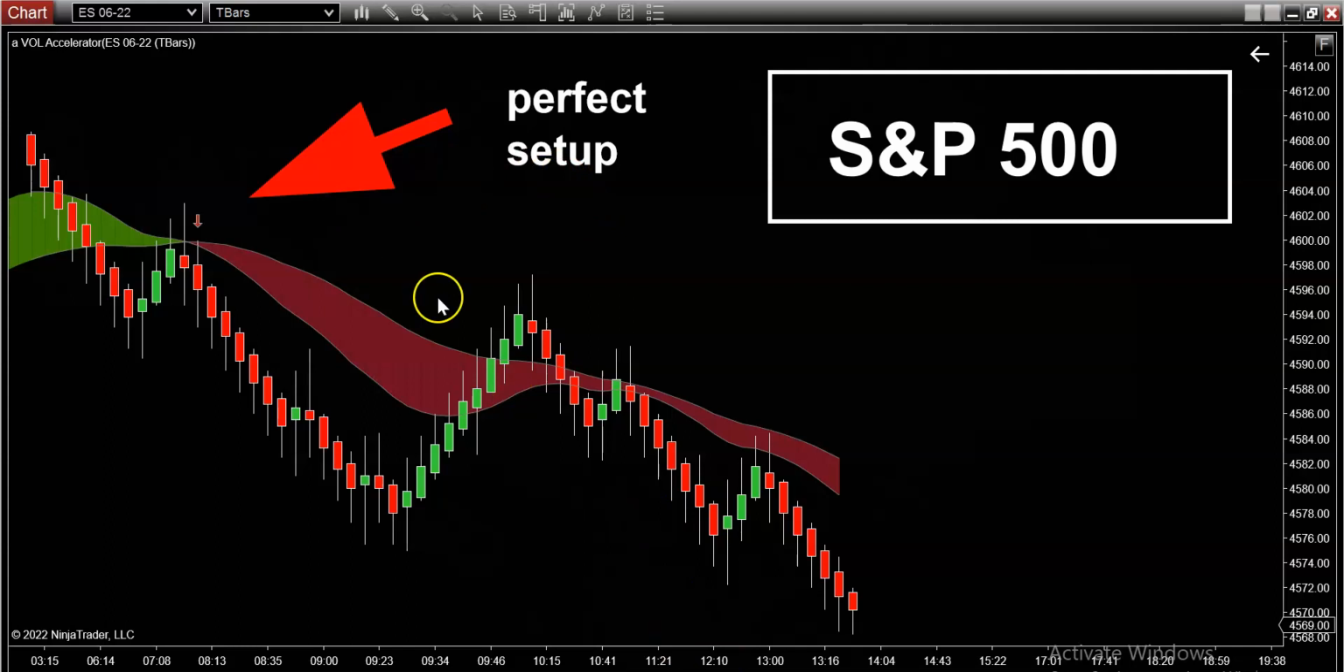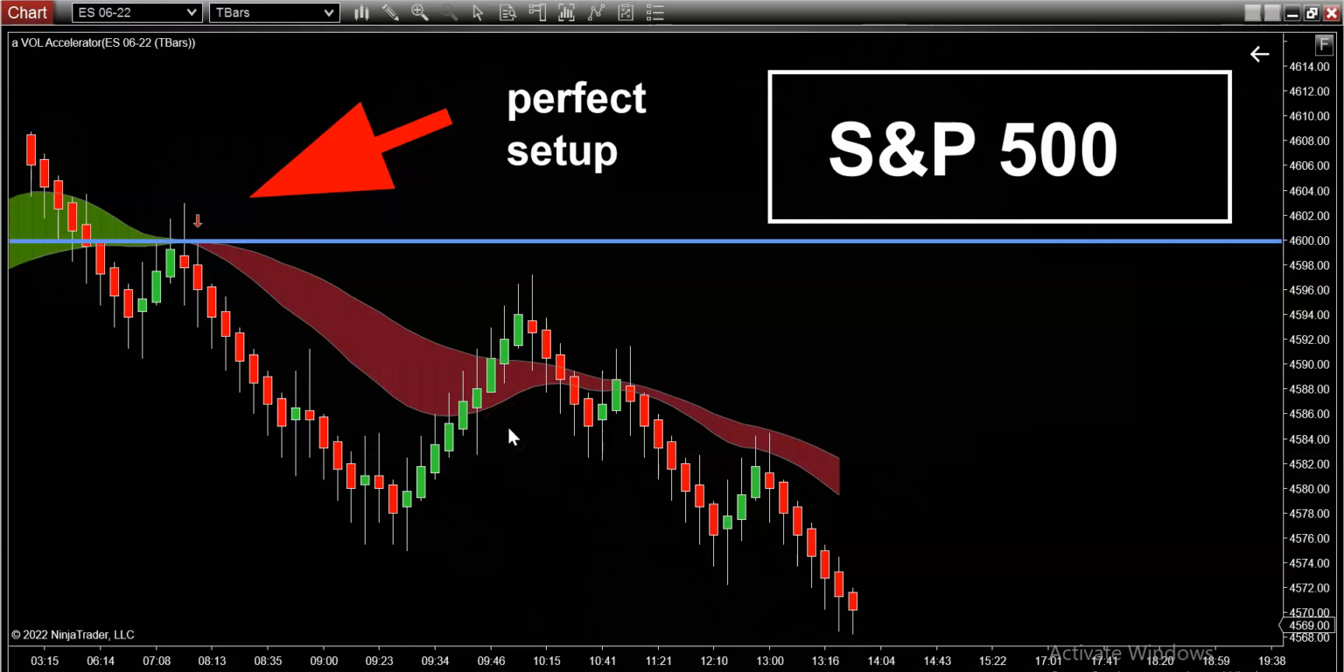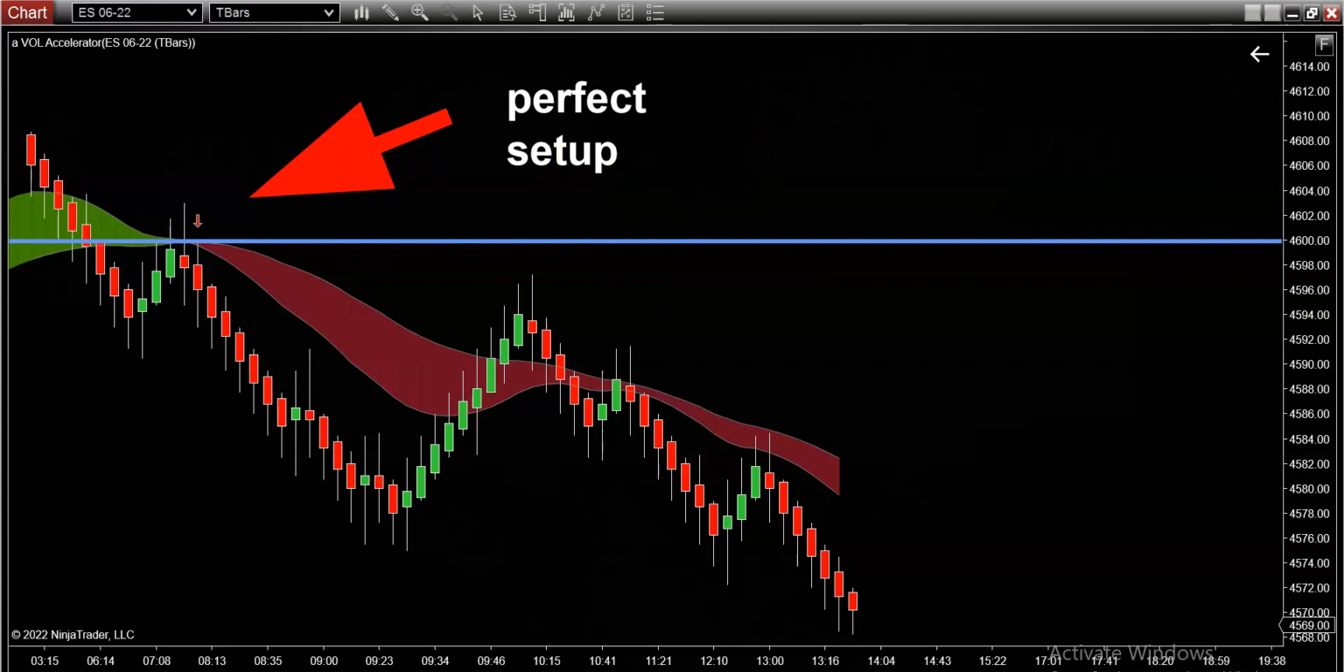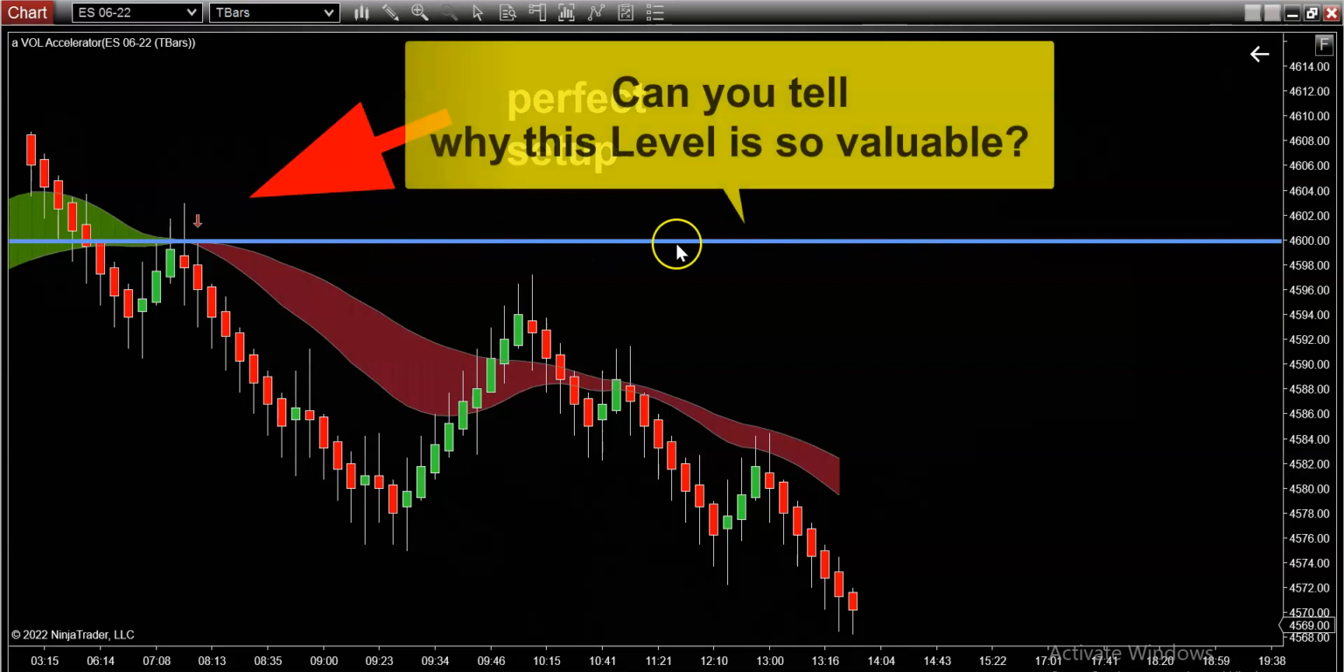Okay, so what made this a perfect setup? You guys have any guesses or any ideas? Why was this a perfect setup today on this chart? Well, I'm going to show you why by drawing a flat horizontal line on the chart. One second, let me clean up some of the other text there. Okay, can you guys tell me why this flat line is a very statistically significant area?